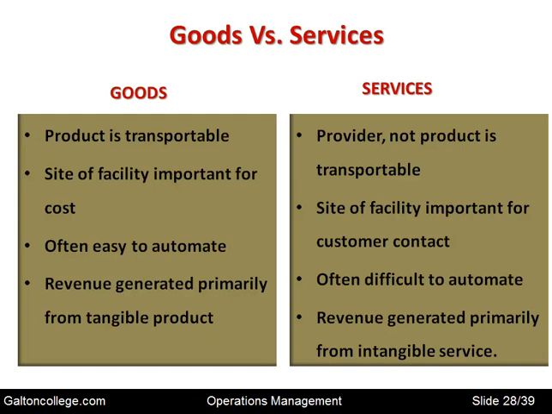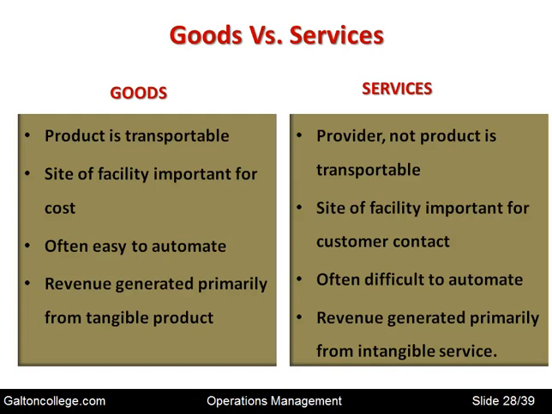The site of the facility is important for cost. Where we place it is important. If it's a very large item we're producing, very heavy and very difficult to move, then we want it near where the customers are. Sometimes we can automate the production of goods, because there's a lot going through the system and specialist machinery can be brought in to automate it. And the revenue is generated from selling these physical items.